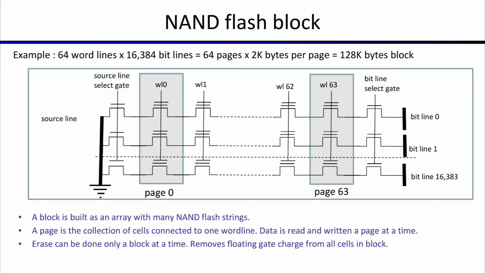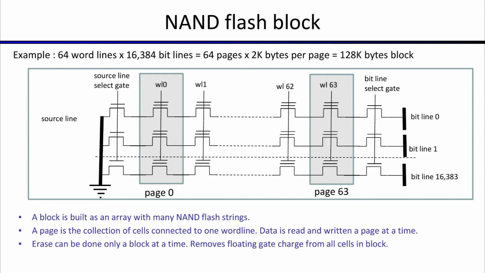The flash is then built in the shape of a block. You don't want to read just one of these bits at a time; you want to read multiple bits. So word lines are connected to multiple bit lines together, like word line 0 will be connected to several bit lines. This connection from each of these word lines going into many of the bit lines forms the page. In this case, you have 16K bits, all connected through the same word line, and each word line is a page. This one has 64 word lines, and each of these word lines is a page.